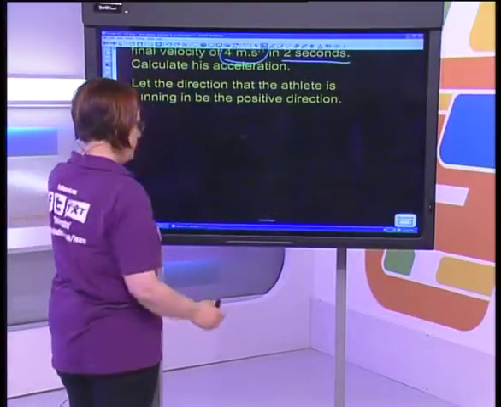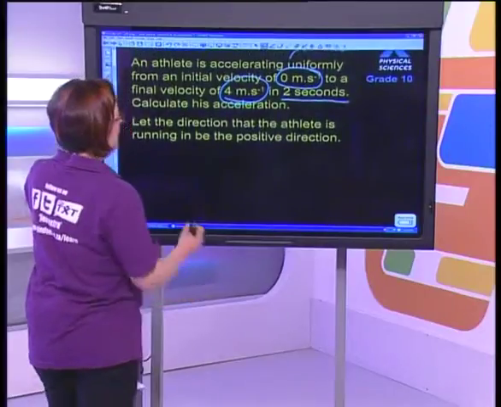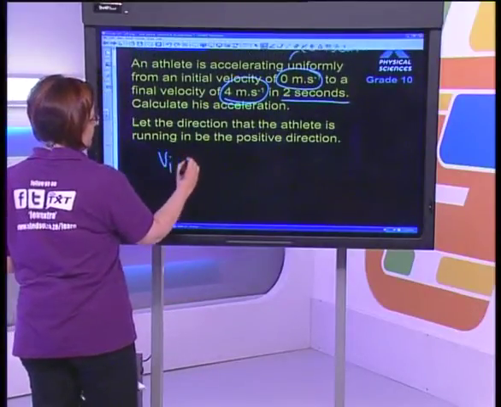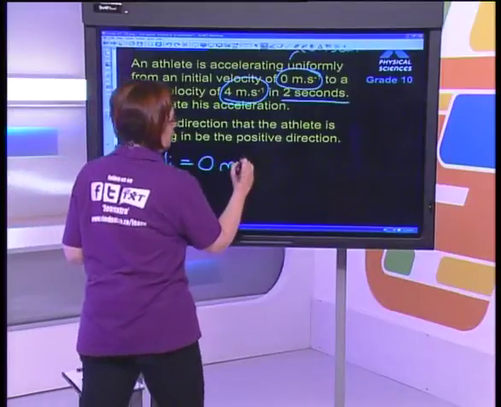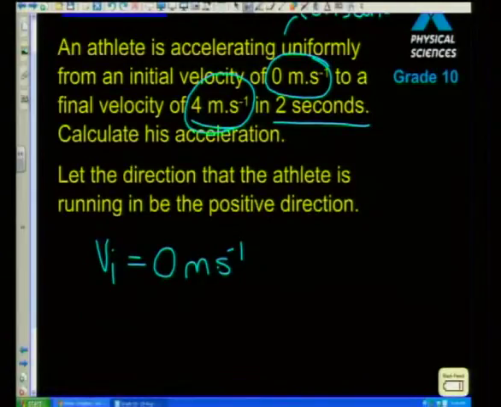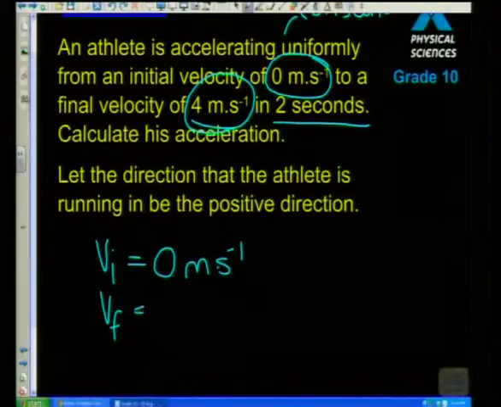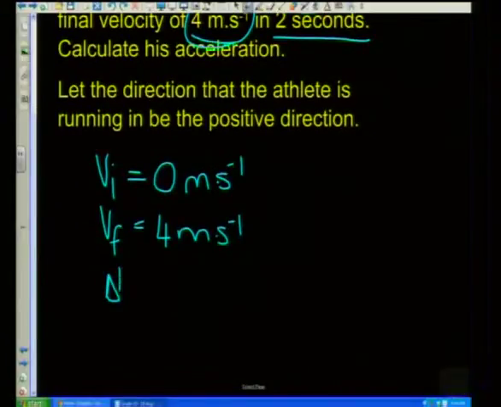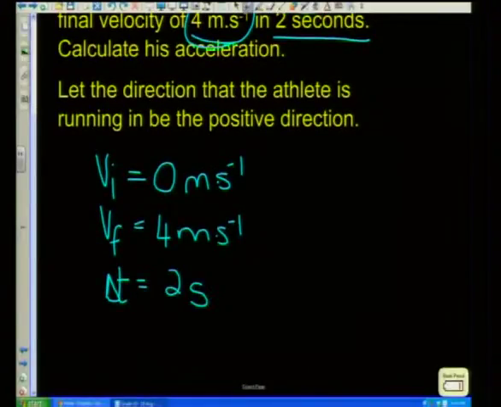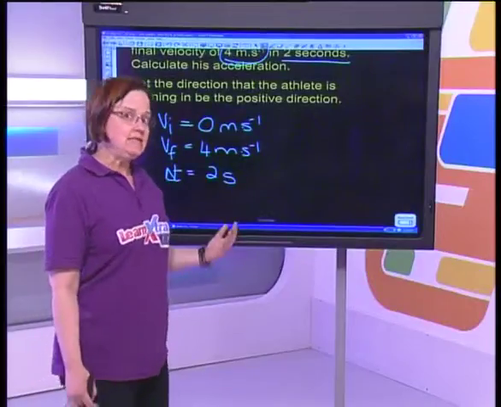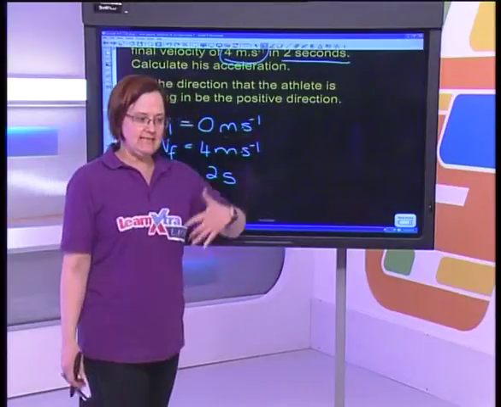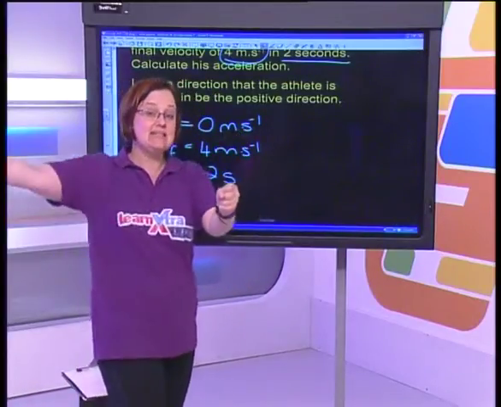Okay, so what did they say to us? They said that my initial velocity is 0. Now, this is probably a new symbol for you guys. Velocity with a little i means initial. Initial's where I began. It is 0. My final is 4. And it took 2 seconds. Whenever we deal with change in any situation, grade 10s, it means that I take the final of that component minus the initial of that component.